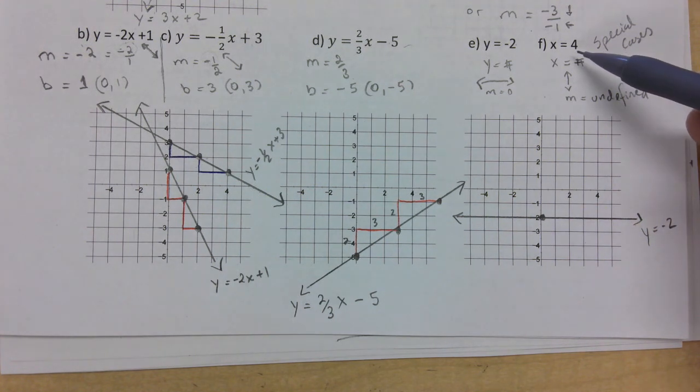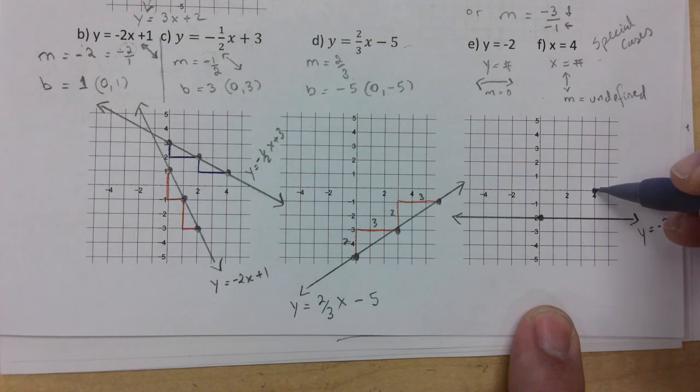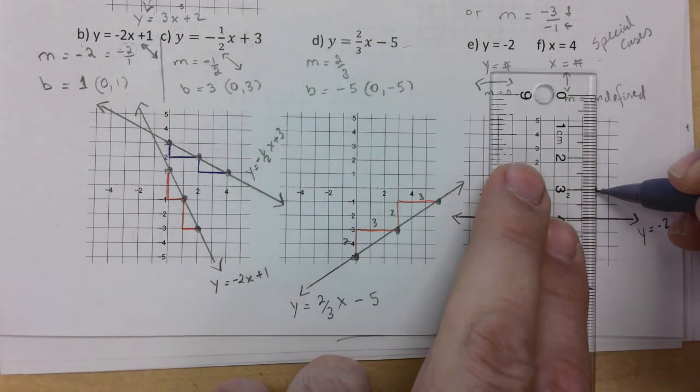And then x is equal to 4. X is always equal to 4. That's what that statement is saying. So you go along the x, you find that point right there, x is equal to 4, and then you just graph your line vertically there.